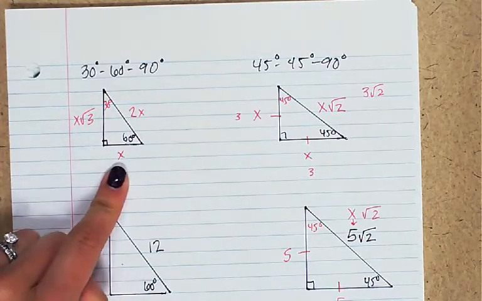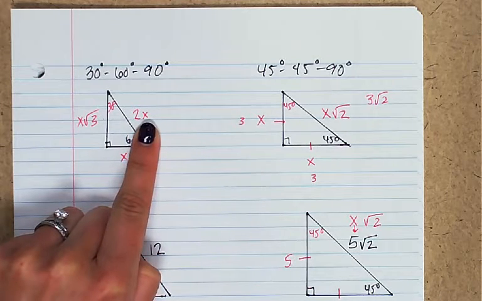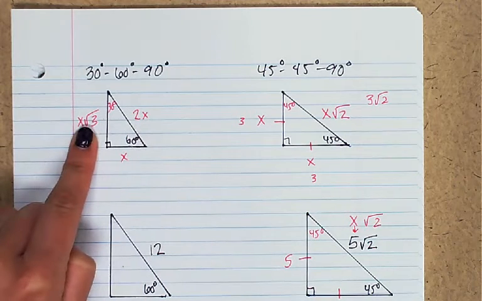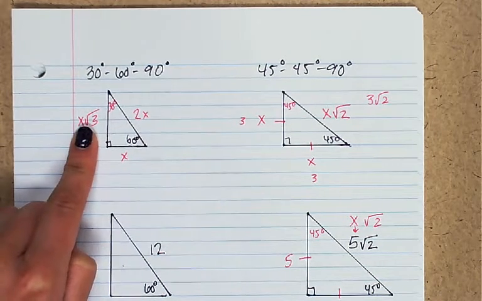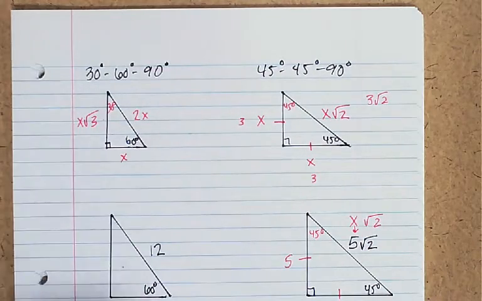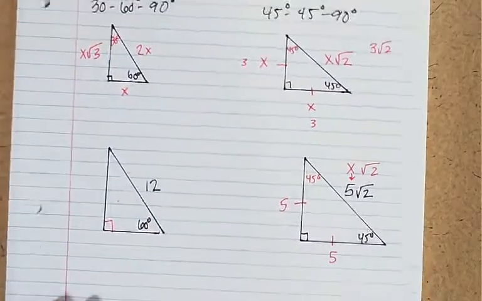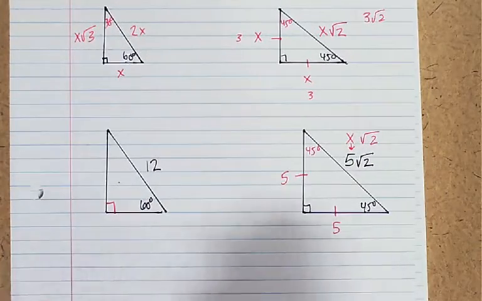So like here, if I knew that this was 7, this would be 2 times 7, which is 14, and this would be 7 times the square root of 3 is how that would work. And then the same properties similarly to over here work for solving it. So like, let's look down here. Okay, so this is a 30, 60, 90.